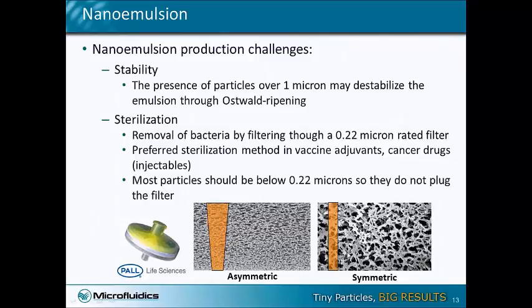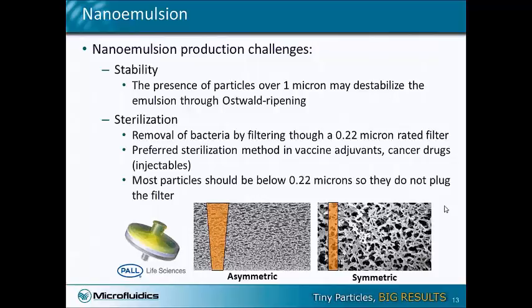So that means you have to control your particle size so the majority of the droplets can easily penetrate through different pore sizes. And you can imagine that because the membrane is rated at 0.22 micron, any particles larger than that can potentially clog the filter.